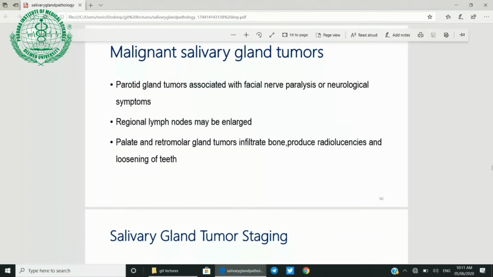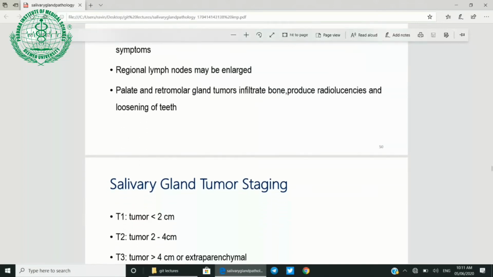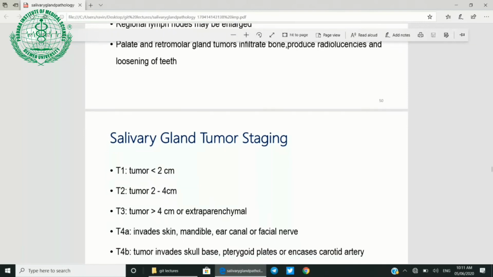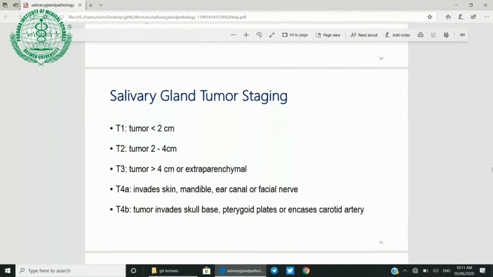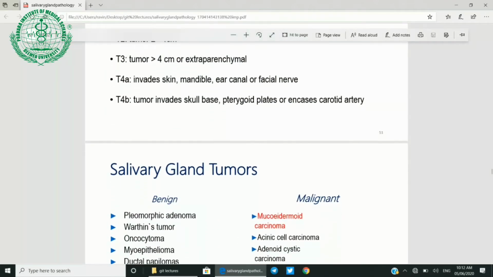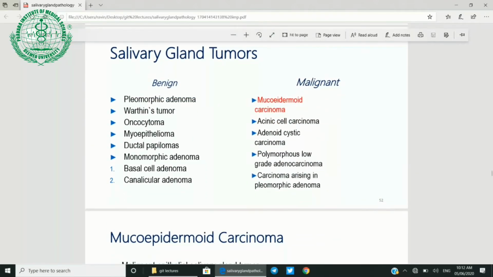Usually, when the malignancy is in the parotid gland, it is associated with facial nerve paralysis. Regional lymph nodes may be enlarged. Palate and retromolar gland tumors infiltrate the bone, causing radiolucency and loosening of teeth. Salivary gland tumor staging, I have already shown you; it is important whether they are limited to the gland or not.